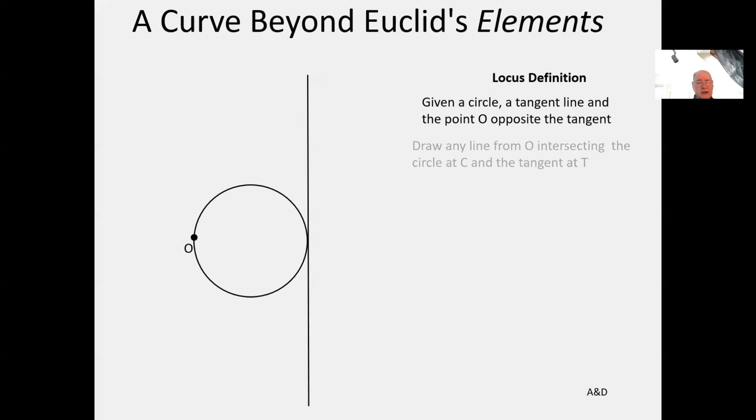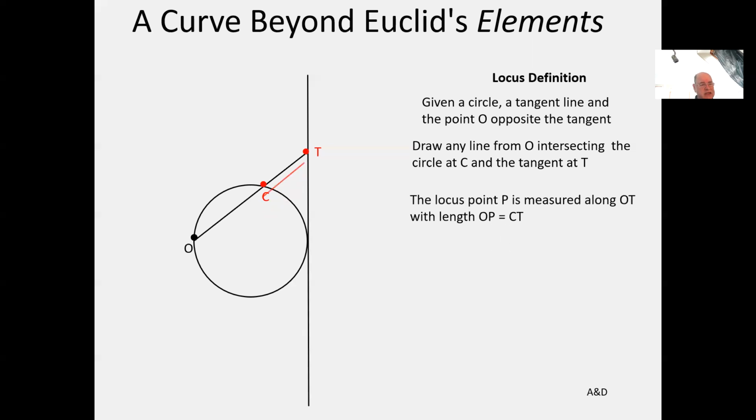And I'm going to describe a locus. Let's go ahead and draw a line from O through the two curves, through the circle and through the straight line. And we'll notice where it crosses the circle and the straight line. This arbitrary line that I've drawn from O crosses the circle at C and the straight line at T. I take a look at that distance CT, and I measure it off from O. I measure that very distance CT from O, and I mark a point. That's the locus of this point.